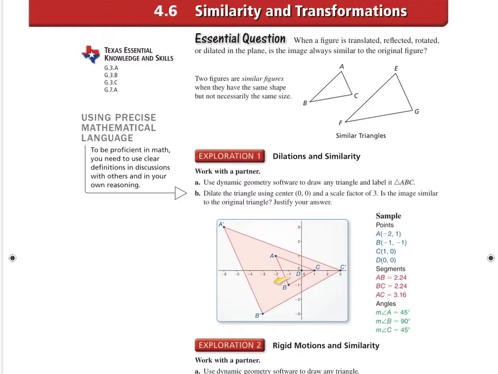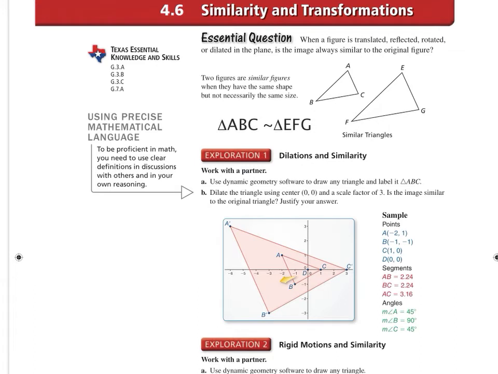Alright, so at the top of the first page, where our explorations are located at the beginning of every section, we see our essential question. When a figure is translated, reflected, rotated, or dilated in the plane, is the image always similar to the original figure? That is our essential question for 4.6. So, two figures are similar figures when they have the same shape, but not necessarily the same size, and we can see that illustrated with our two triangles here. Triangle ABC is similar to triangle EFG.